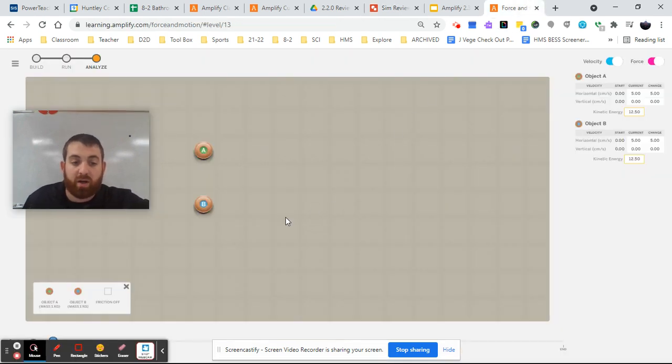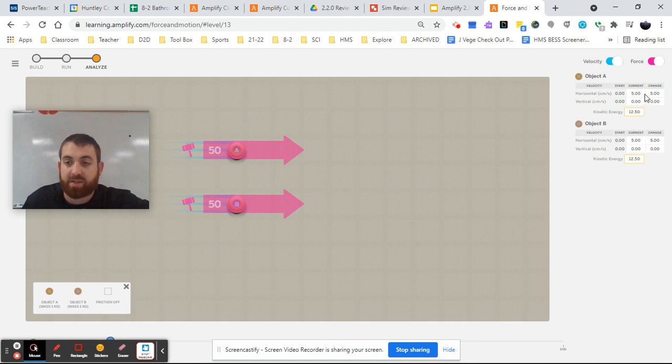If we're going to run our simulator, here's our objects. They go from 0 to 5 as we see. If we were to run our simulator, the same force is needed for the same massed objects to get the same velocity change. That's our answer.